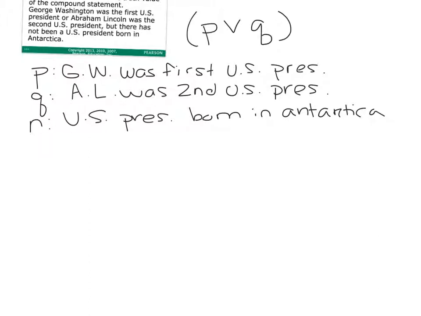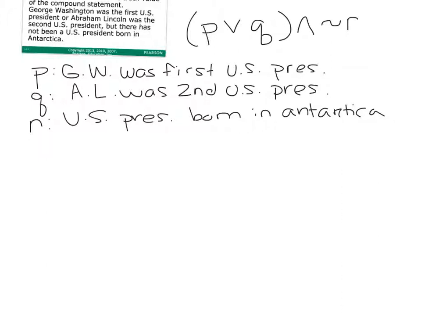So remember, the word but is another way of saying and, then they said there has not been, so we need our negation. There has not been somebody born in Antarctica. So we want to see if this statement is true. So is it true that George or Abraham Lincoln was either the first or second president, and that a United States president has not been born in Antarctica? So let's see if it's true.